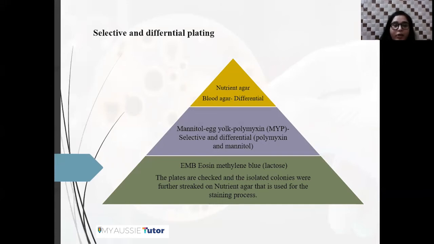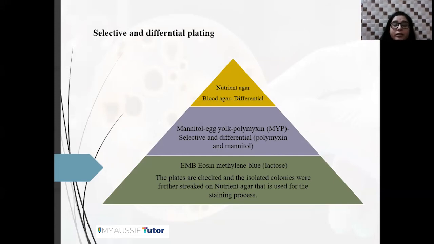And the other is mannitol egg yolk polymyxin, also known as MYP agar. It is both a differential as well as a selective medium. For being a selective medium, it contains polymyxin, which only allows the growth of gram positive bacteria, and mannitol, which is a sugar. The organisms which are able to ferment this mannitol will show pink colored colonies, and the ones which do not ferment it will show colorless colonies.